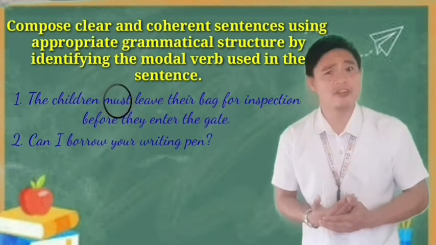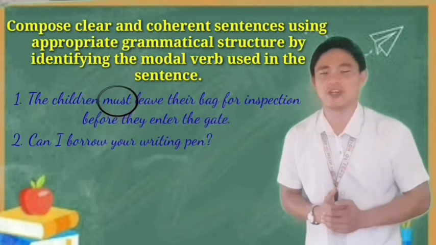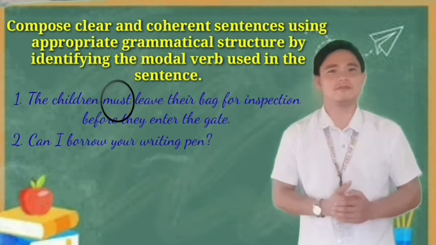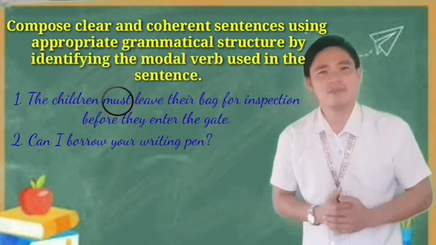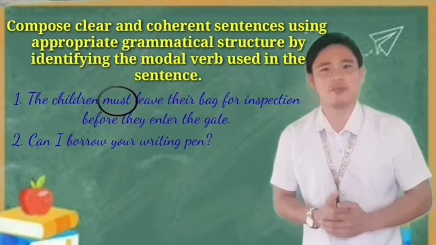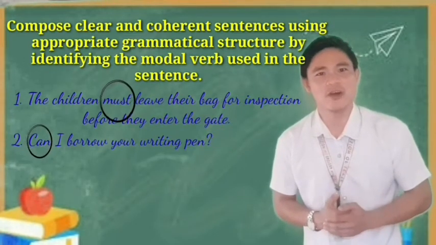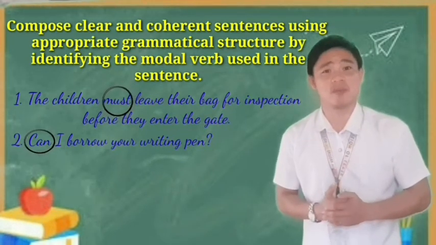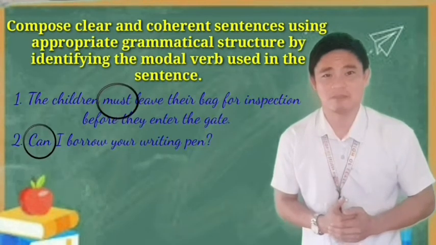Next, number 2. Can I borrow your writing pen? What is the modal verb used? The modal verb used for sentence number 2 is can, and it expresses permission. The speaker is asking permission if he can borrow a writing pen.